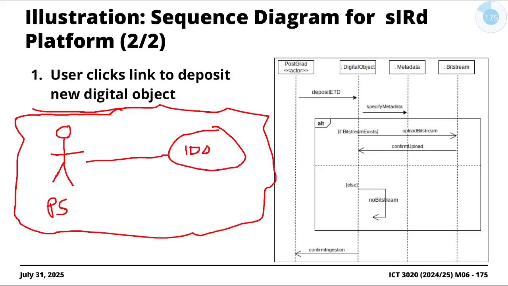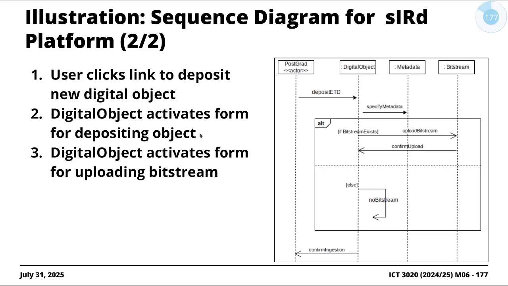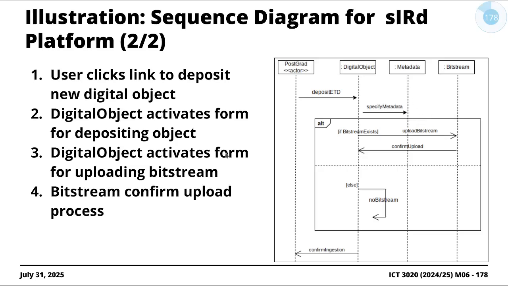Anyways, if you're trying to understand what's going on here, the user clicks on a link to deposit a new digital object. And then the digital object is going to be activated for depositing an object, right? Deposit ETD. The digital object activates a form to deposit an ETD. The digital object activates a form for uploading metadata here. It shouldn't be bitstream here, but metadata. And then the digital object activates the form for uploading a bitstream. And then the bitstream confirms the upload.